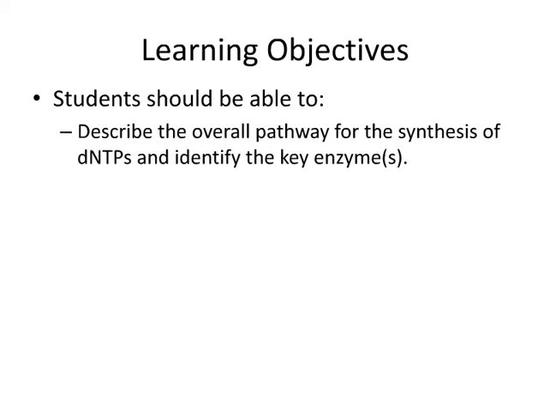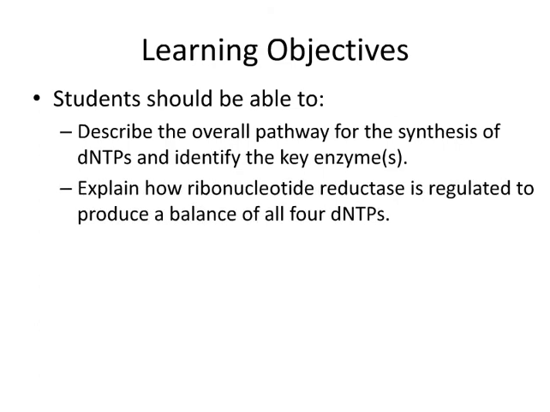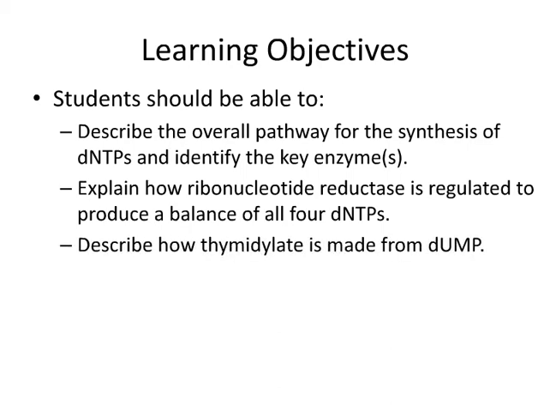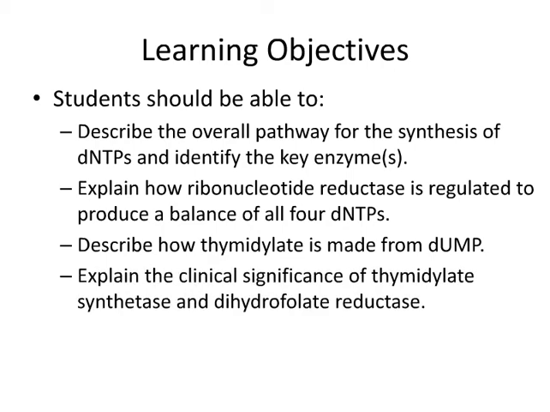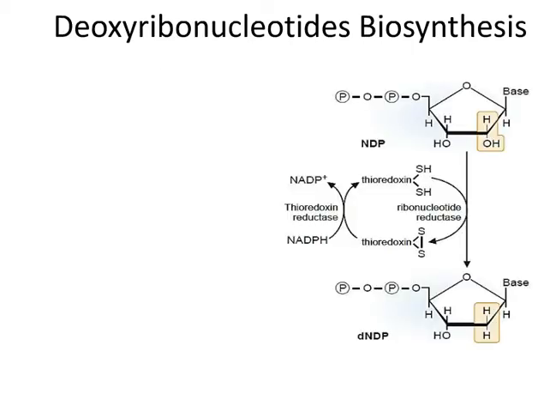After completing this learning module, students should be able to describe the overall pathway for the synthesis of deoxynucleotide triphosphates and identify the key enzymes involved. They should be able to explain how ribonucleotide reductase is regulated to produce a balance of all four deoxynucleotide triphosphates, and describe how thymidylate is made from deoxy-UMP, explain the clinical significance of thymidylate synthase and dihydrofolate reductase, and give examples of pharmaceuticals that target both thymidylate synthase and dihydrofolate reductase.